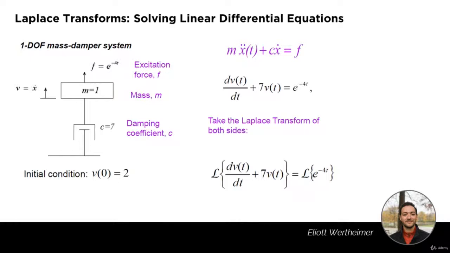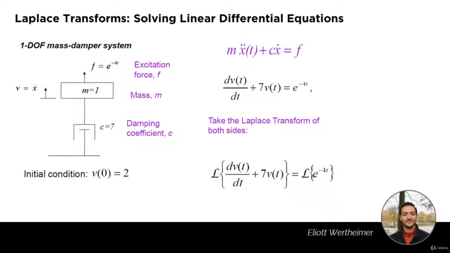The initial condition of this system is that at t equals 0, so when everything starts, the mass is actually moving at a velocity of 2. So in the same direction as the arrow next to x, it's moving in the positive direction at a velocity of 2.